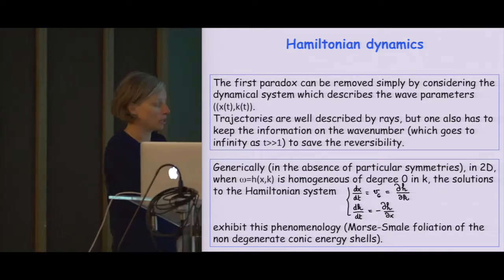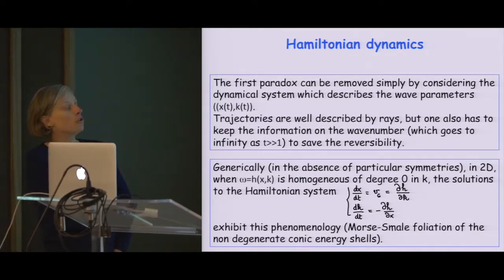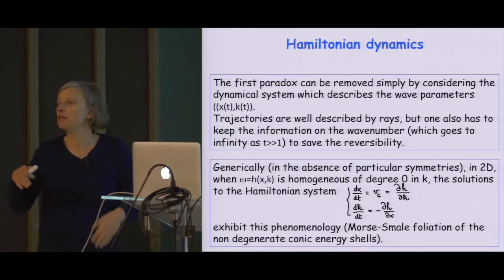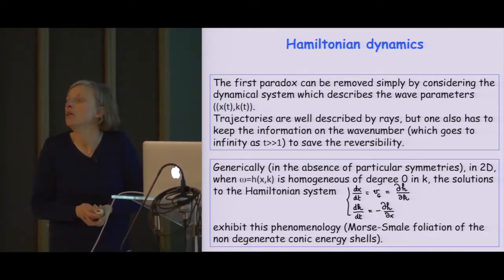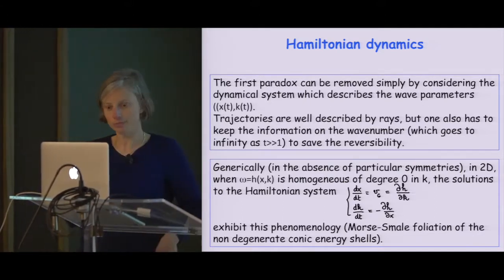For all Hamiltonians homogeneous of degree zero, you have this Morse-Smale foliation, and so you have this property of attractors, which is very generic. Okay.